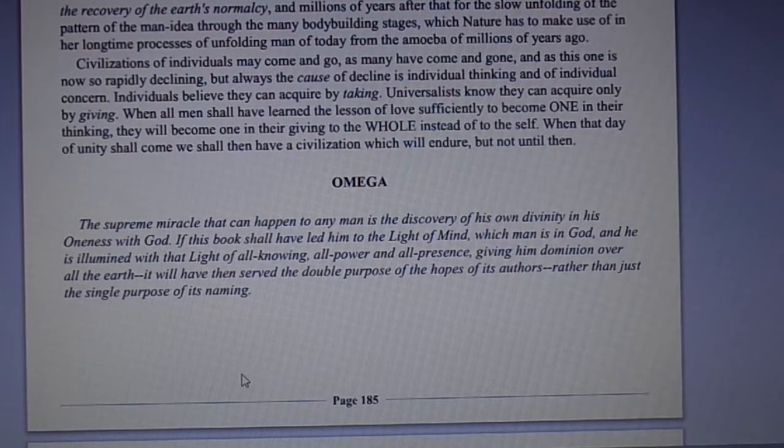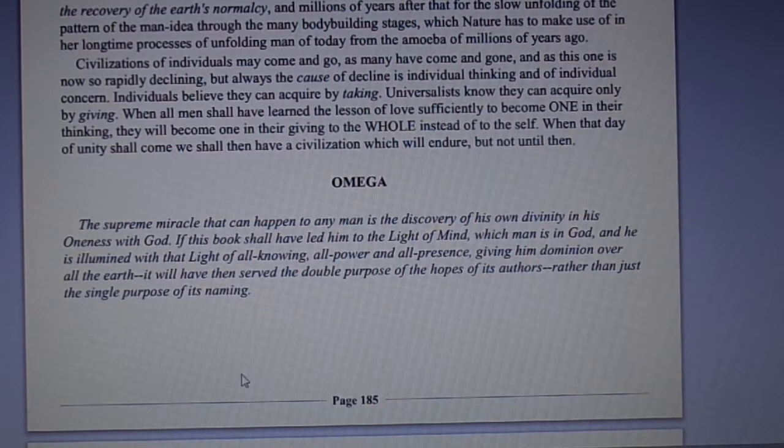Omega. The supreme miracle that can happen to any man is the discovery of his own divinity in his oneness with God. If this book shall have led him to the light of mind which man is in God, and he is illumined with that light of all knowing, all power, and all presence, giving him dominion over all the earth, it will have then served the double purpose of the hopes of its authors, rather than just the single purpose of its naming.